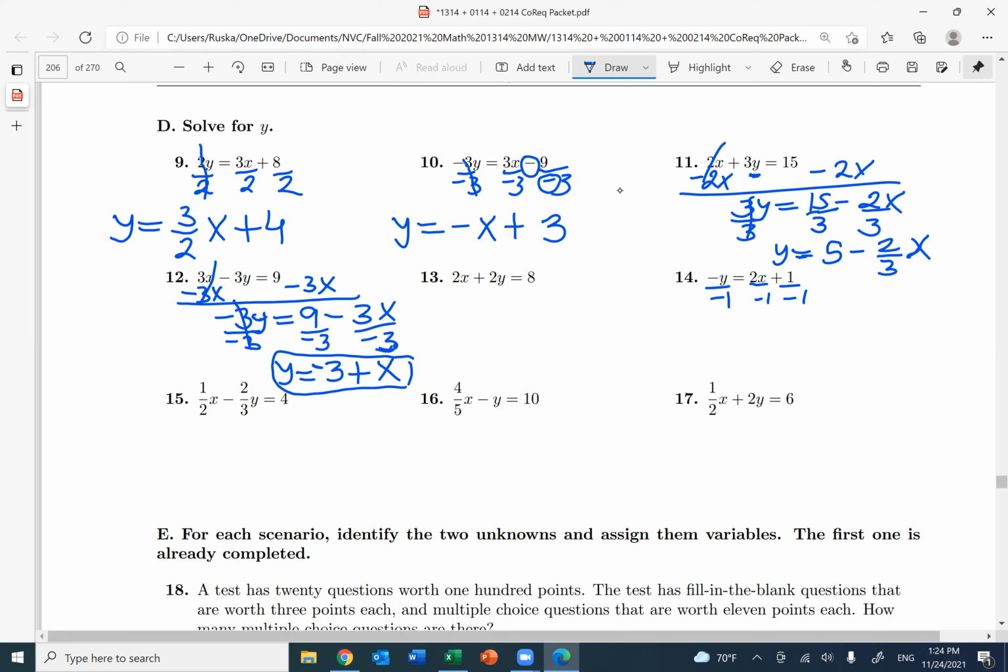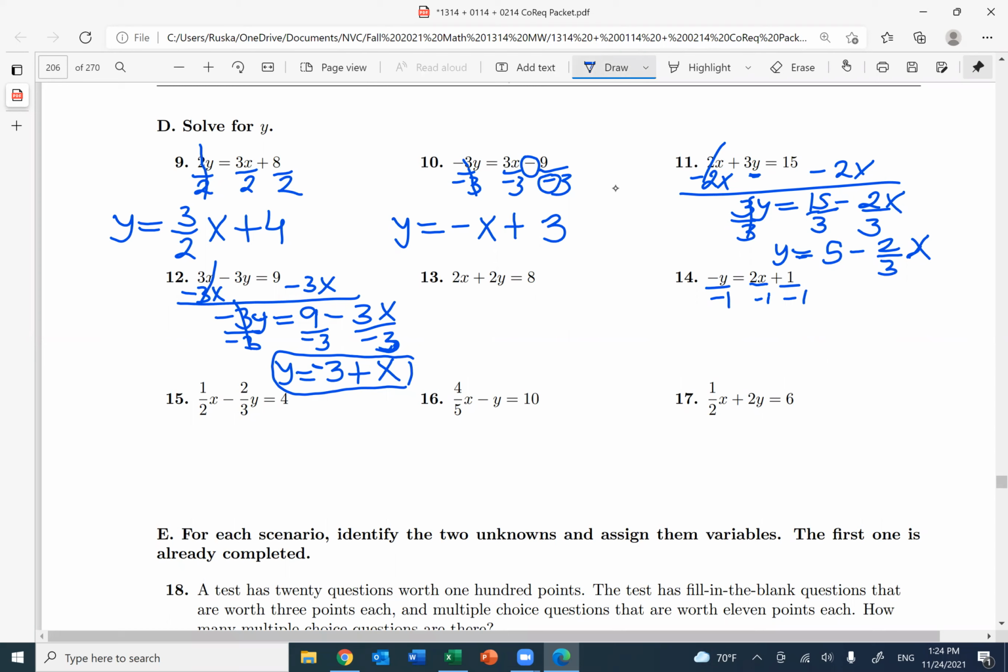Okay, let's do one with fractions. Which one? 15, 16, or 17? Let's pick one of those. Which one do you want to do? 15, 16, or 17? 16. Okay, let's do 16. So 16, we're going to solve for y.